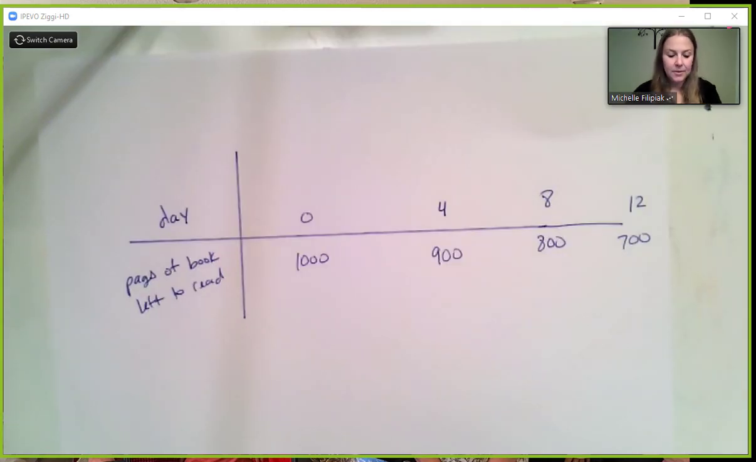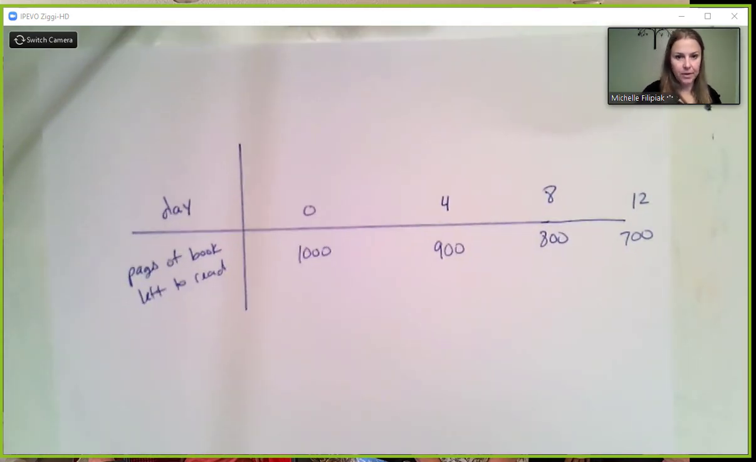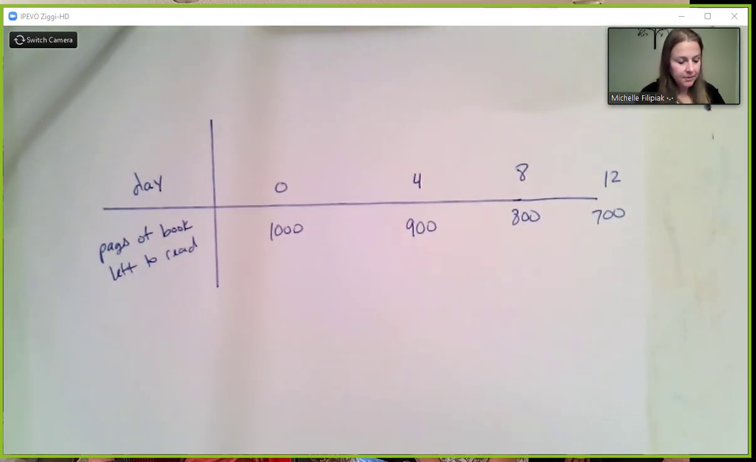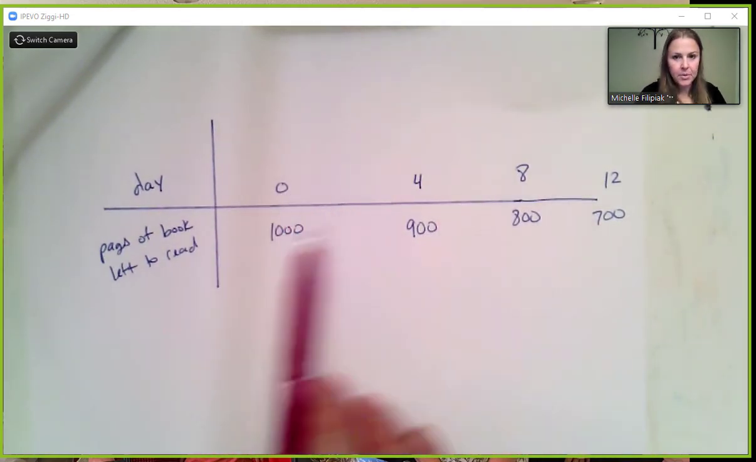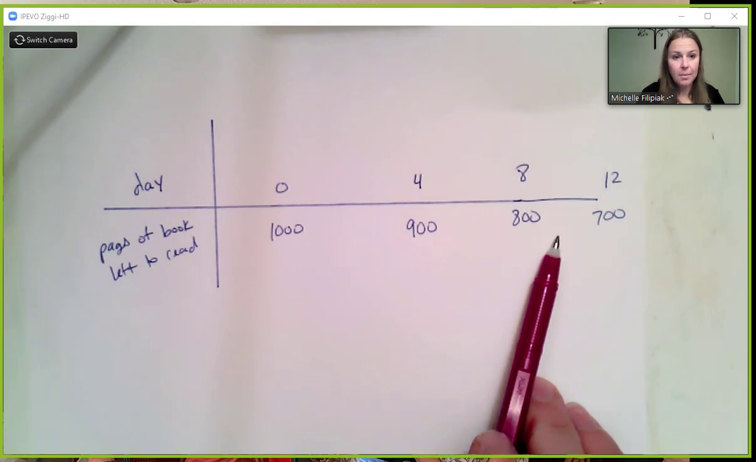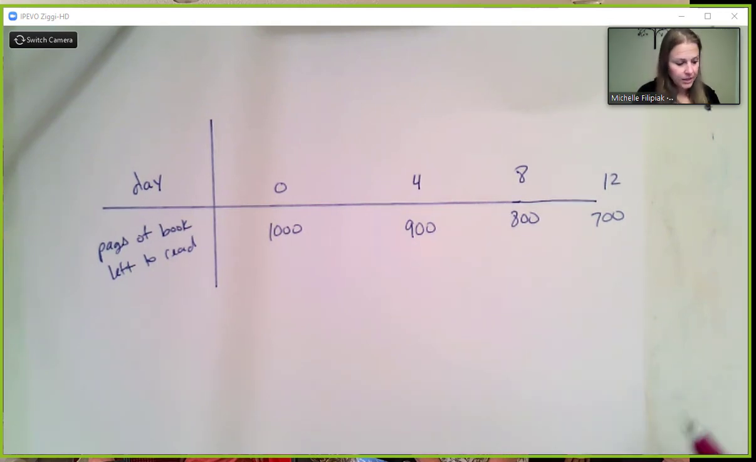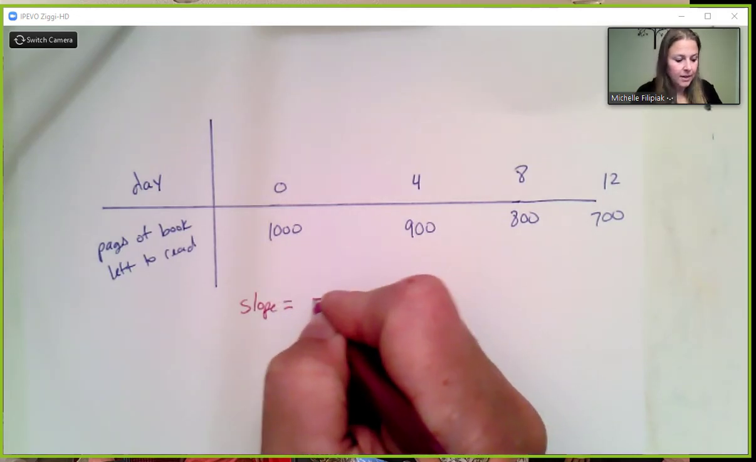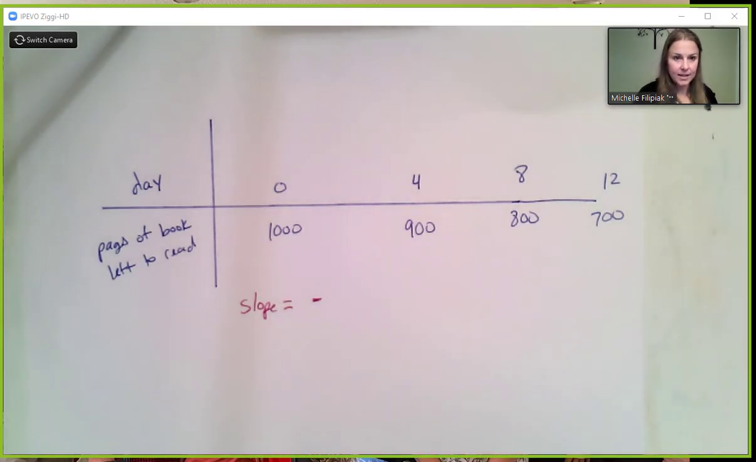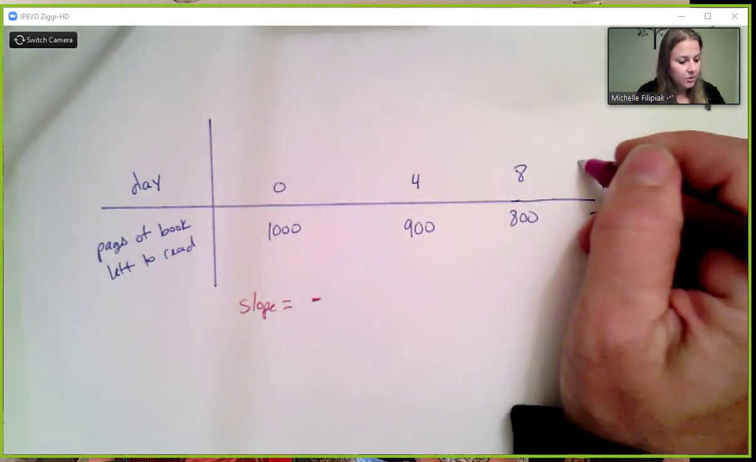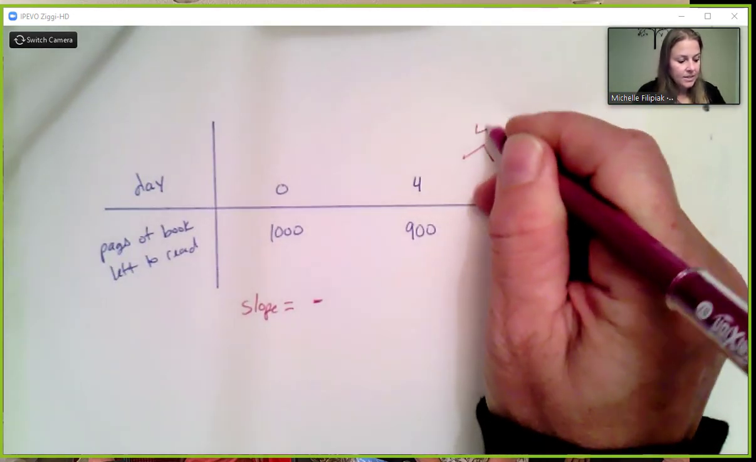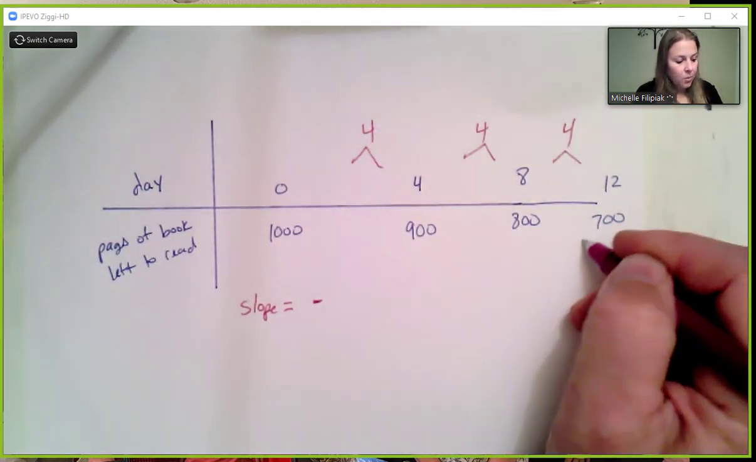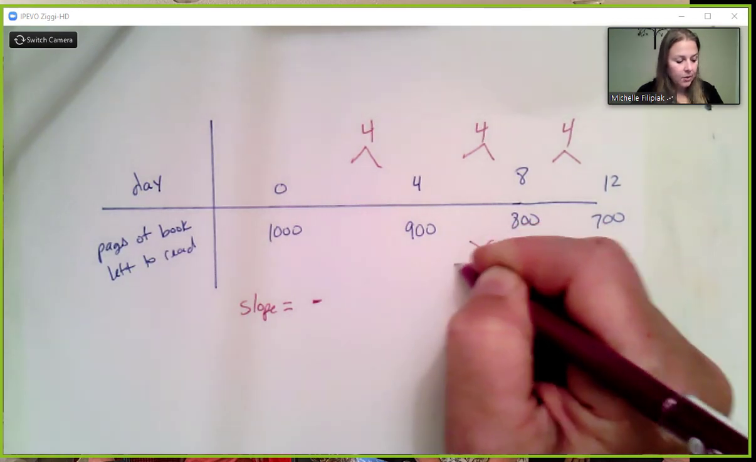Our next table is the day and the pages in the book that are left to read. So this one's a little bit different because as the x goes up, the y is going down. So the opposite is happening. It's an inverse relationship. So our slope is probably, definitely going to be negative because as x goes up, y goes down. So you'll notice the x is going up by 4 and the y is going down by 100.